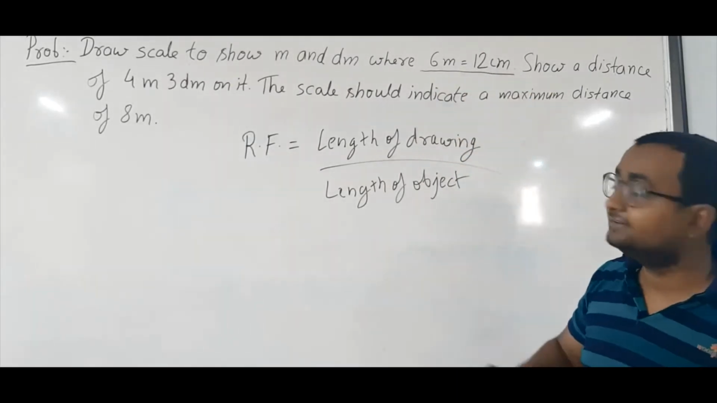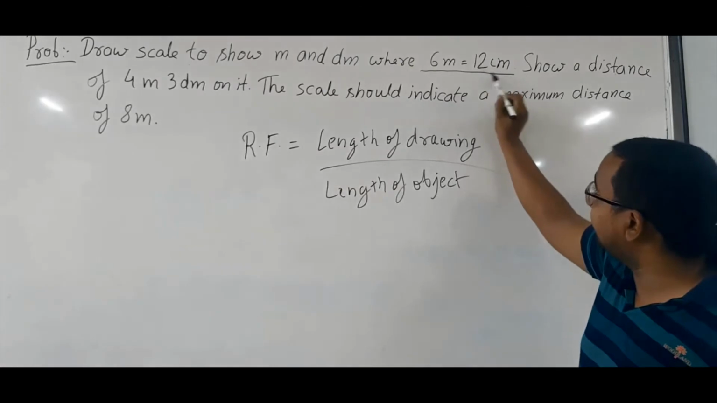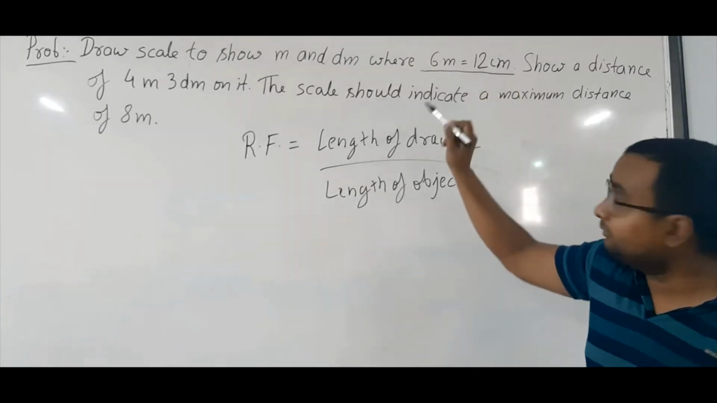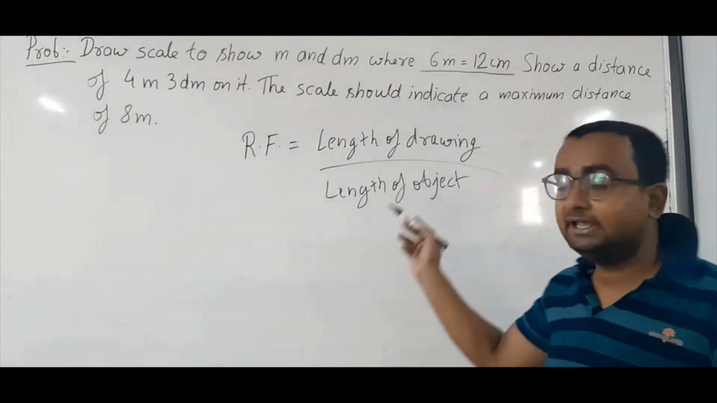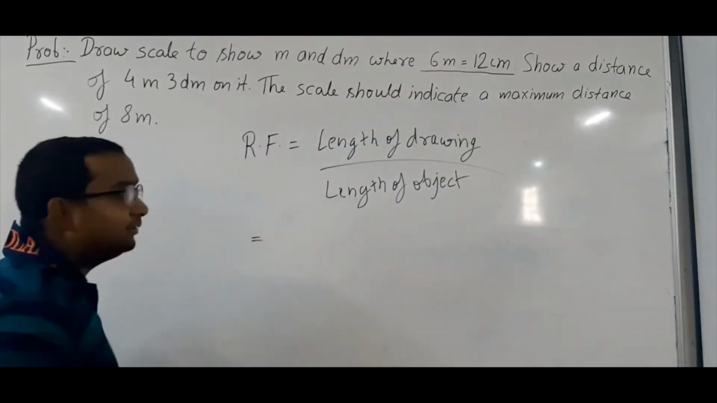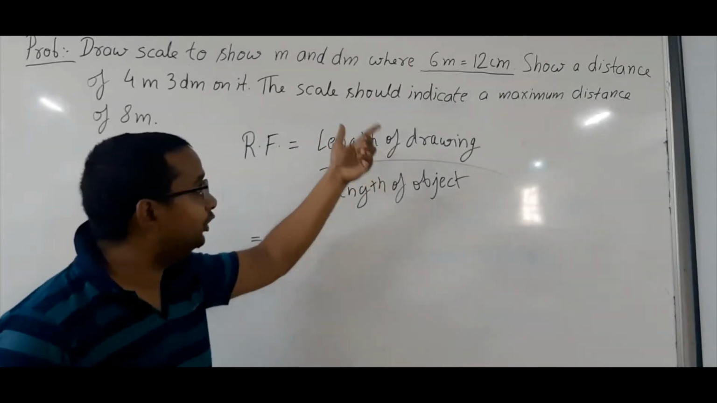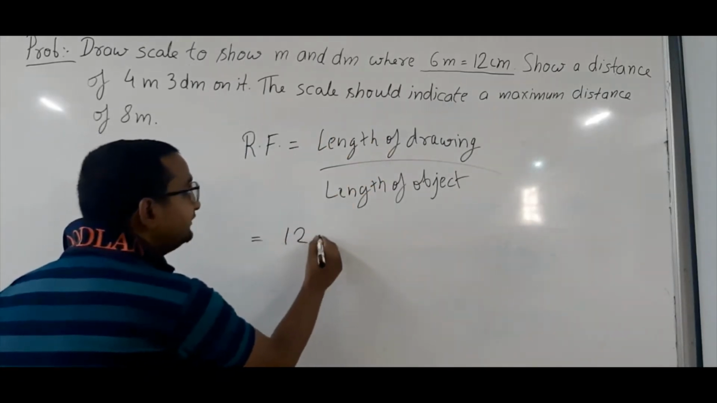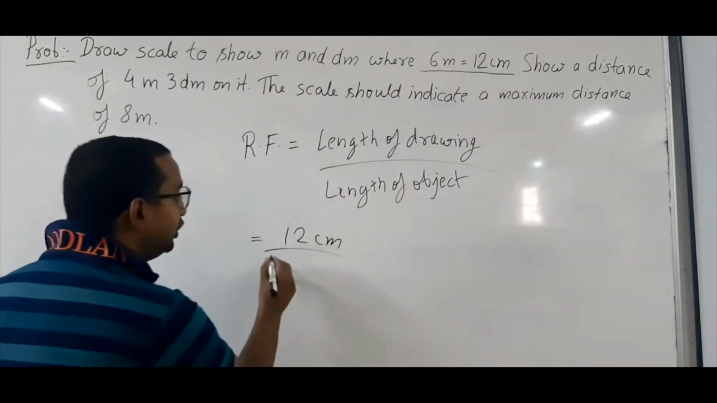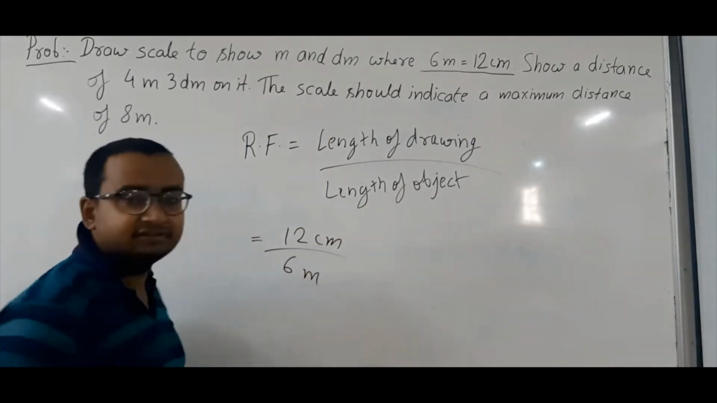This 12 centimeter line represents a distance of 6 meter. From this information we can determine the value of RF. So in the numerator we will keep the length of the drawing, 12 centimeter, while in the denominator we will keep the length of the object, which is given as 6 meter.